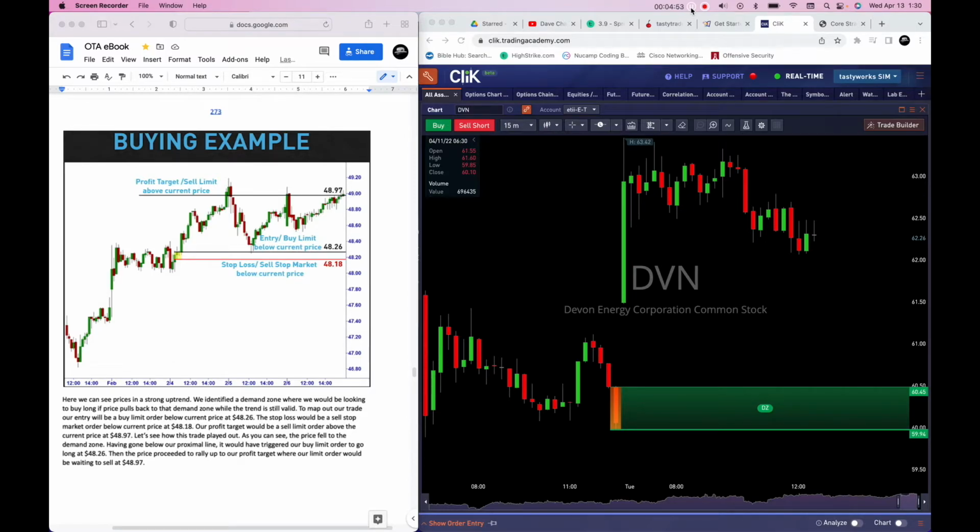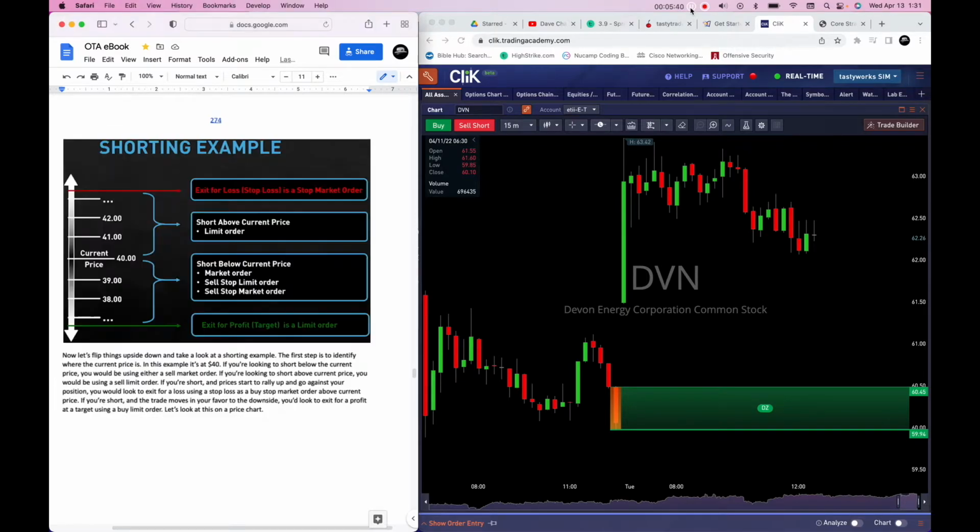The stop loss would be a sell stop market order below current price at $48.18. Our profit target would be a sell limit order above the current price at $48.97. So let's see how this trade plays out. As you can see, the price fell to the demand zone. Having gone below our proximal line, it would have triggered our buy limit order to go long at $48.26. Then the price proceeded to rally up to the profit target where our limit order would be waiting to sell at $48.97.